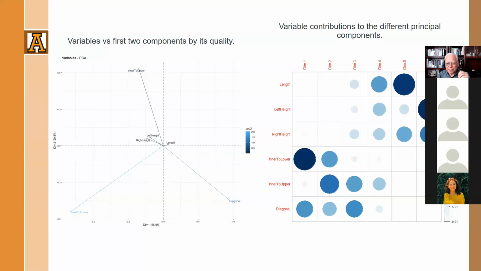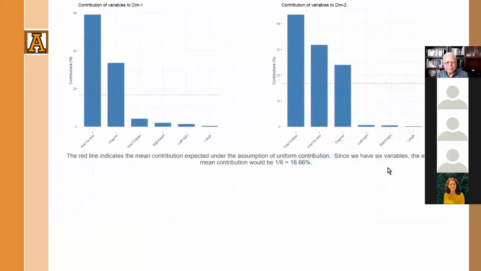Now, this is just the variable contributions to the different principal components. Here, we're looking at the contributions of each of the variables to all the components. We can also look at individual contributions: this is the contribution of each of the variables to the first component, and this is the contribution to the second component.